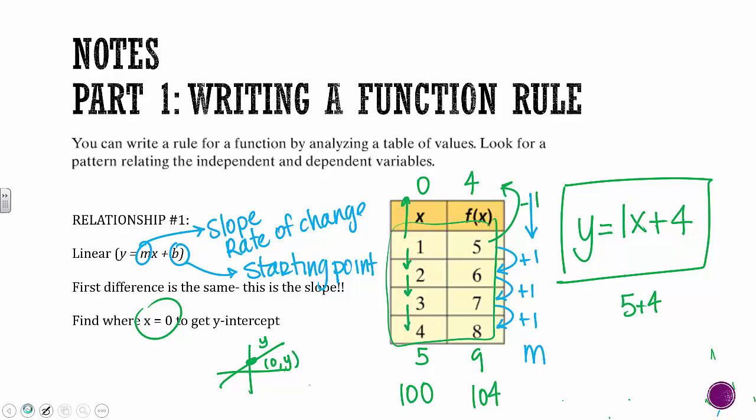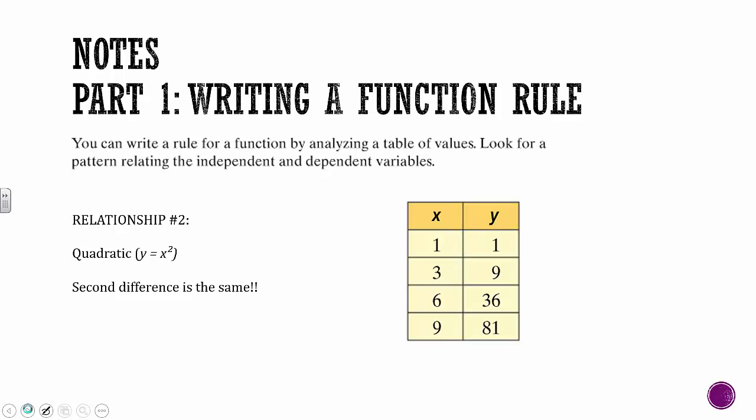So now the only other relationship you'll see in this class is a quadratic one. And quadratic is when you have something squared. And a double check for this is your second difference is the same. And for this table, we need to fill in some extra pieces of information. If this goes 1 to 3, we got to figure out what 2 is. And we got to figure out what 4 is and what 5 is. Or you can just stop and look at what kind of patterns do you notice. How can I go from 3 to 9, from 6 to 36, from 9 to 81? And hopefully you pick up the pattern that this equals whatever your x is squared.